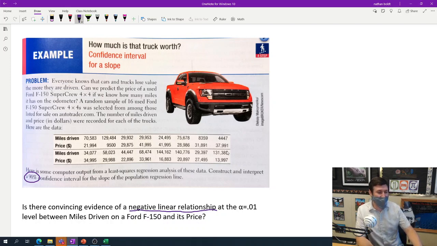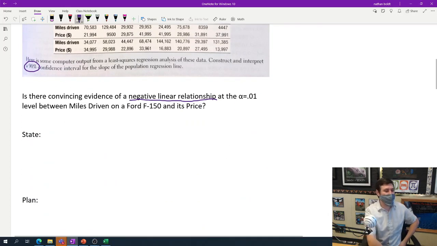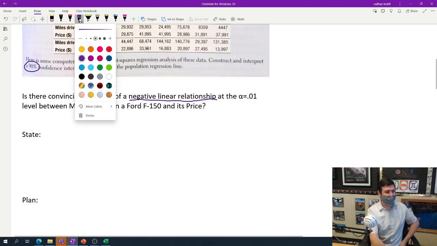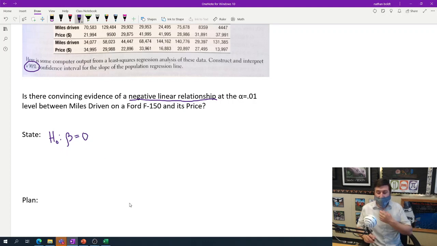So let's take a look at our data. Does it support that? We will do our 4-step procedure as always. Our null hypothesis here, we're going to test this, is that the population slope is equal to 0. That means no association. The alternative is what we think it might be, that there is a negative linear relationship, that the slope is less than 0.